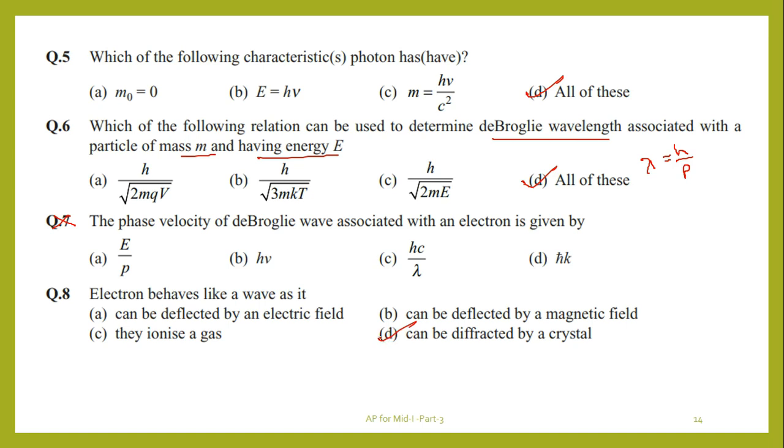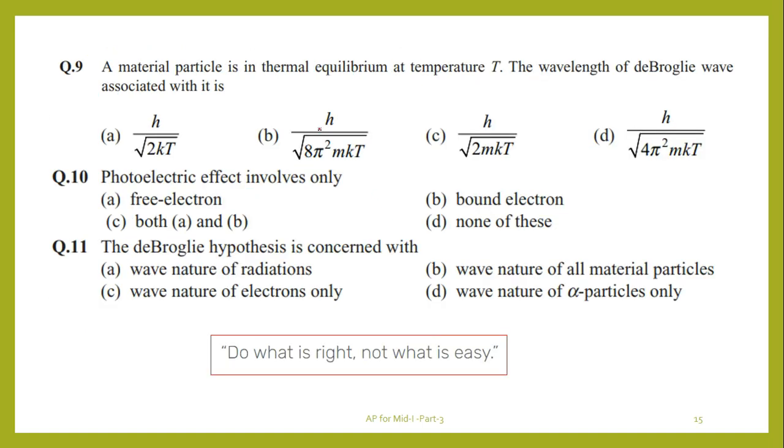In the Davisson-Germer experiment, when a material particle is in thermal equilibrium at a temperature T, the wavelength of the de Broglie wave associated with it is h by root of 2 pi m k T. This one is to be correct, but pi is missing in the options, 2 pi m k T. Then photoelectric effect involves only, basically, the bound electrons.